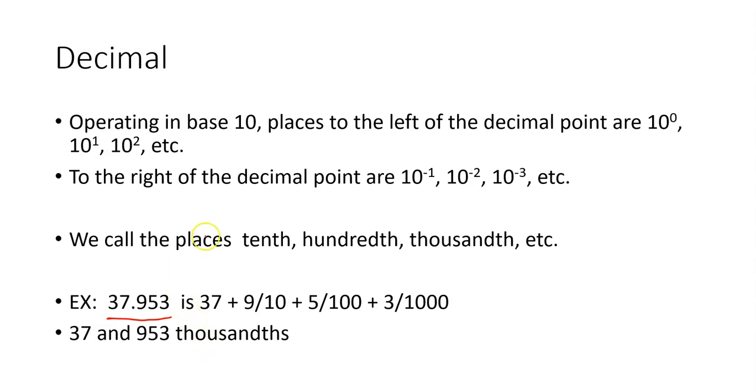We can also expand it and write it as 37 plus 9/10, right? So here's my 9/10. And then the 5 represents 5 hundredths, 5 over 100. And then the 3 thousandths can be written this way. And so when we read it, we don't read it as 37 and 9/10 and 5 hundredths and 3 thousandths, we read it as 37 and 953 thousandths.